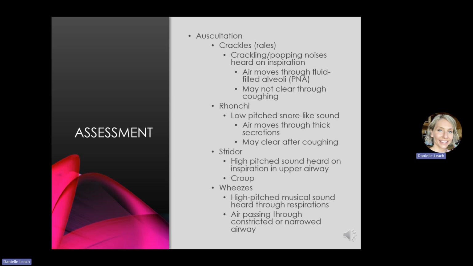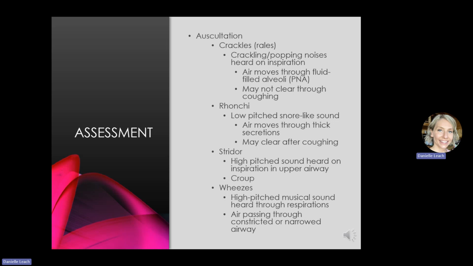Rhonchi, however you want to pronounce it, is a low-pitched snoring-like sound. This is where air is moving through thick secretions, so it could be through things like if the child has RSV or cystic fibrosis or also pneumonia. These sounds may actually clear after coughing.